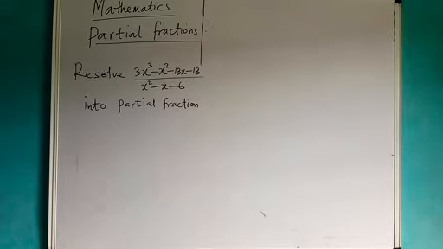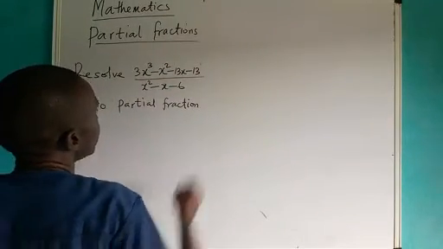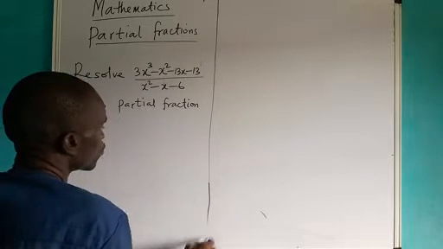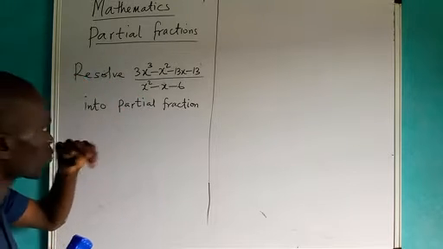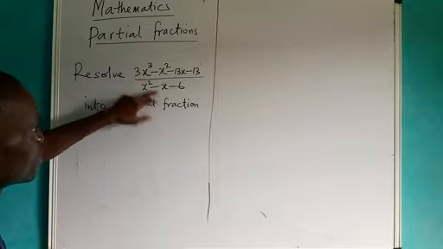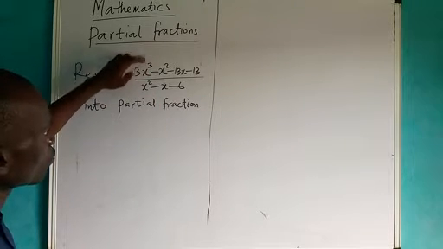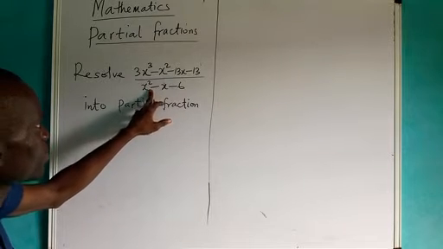Okay, I think we can now solve the second question we have here. Now, to solve this very one, you can see that this one is quite different from the first example I solved. I think in the first question, the highest degree of x in the numerator was lower than the highest degree of x in the denominator.